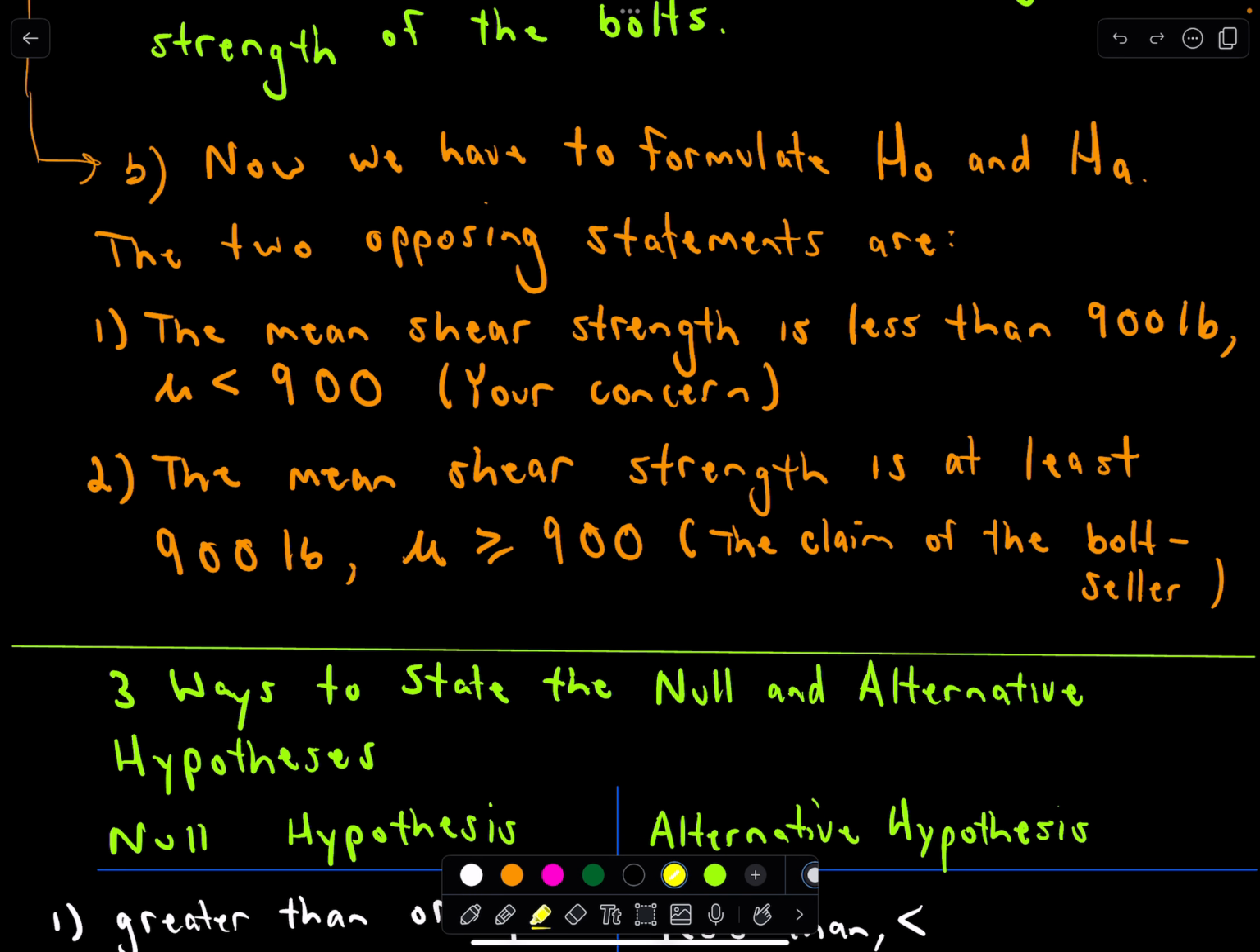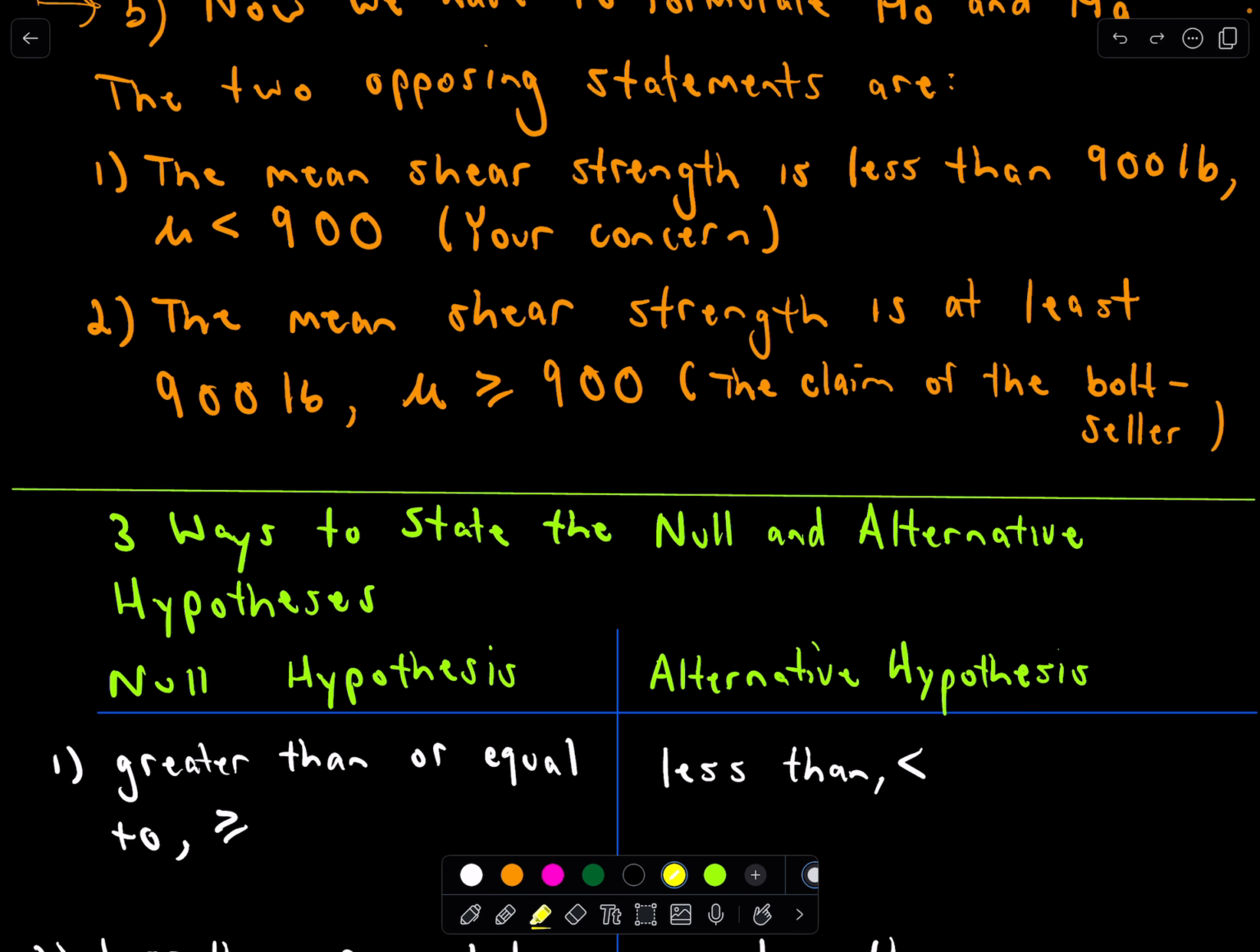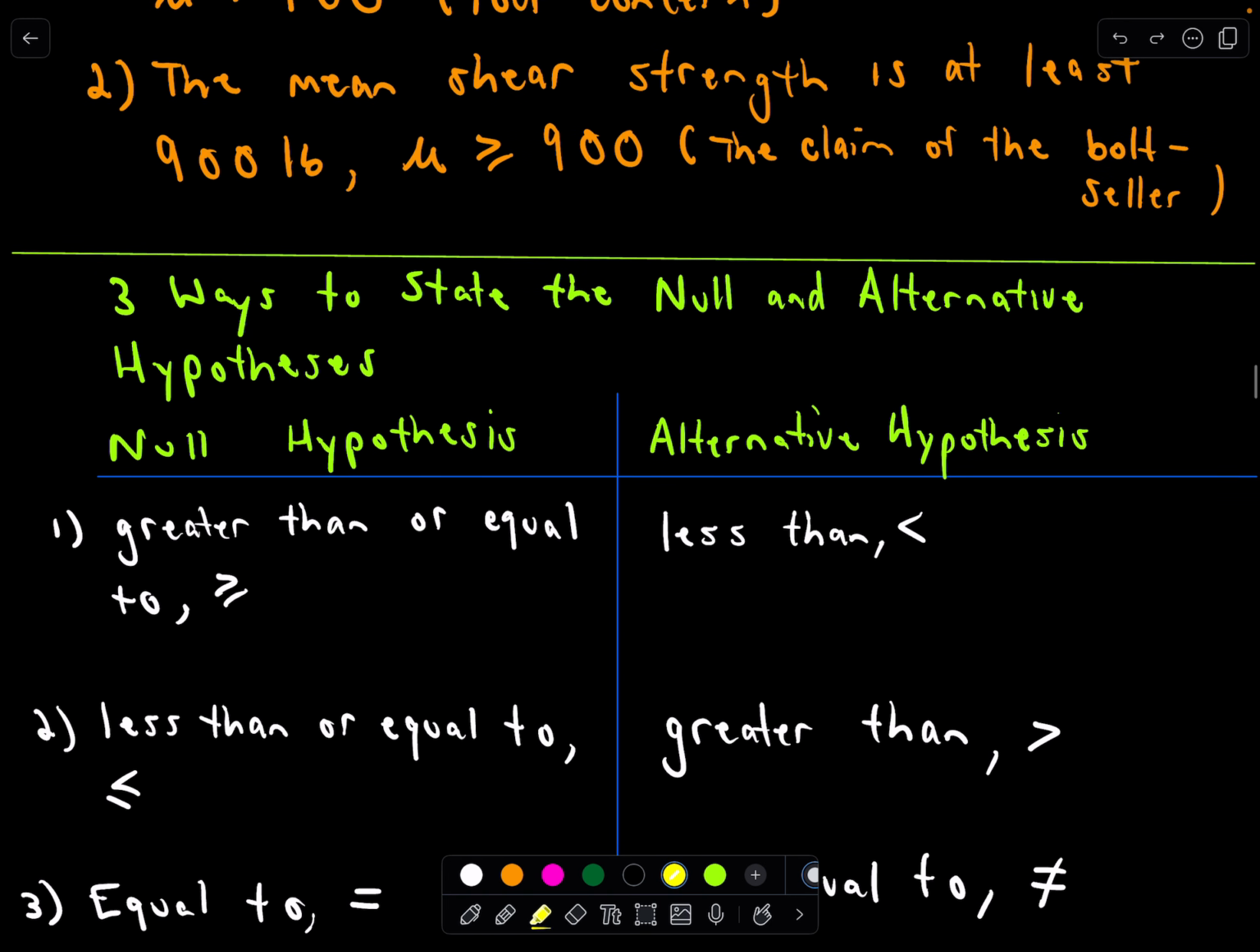We've got bad bolts. And then the other opposing statement is that the mean shear strength is at least 900 pounds. That's what the manufacturer says. They say, yeah, that bolt strength is 900 pounds. Well, if it's bigger, right, that's no problem either. It just means it's a little stronger. So that's the claim of the bolt seller, that shear strength is 900 pounds or greater.